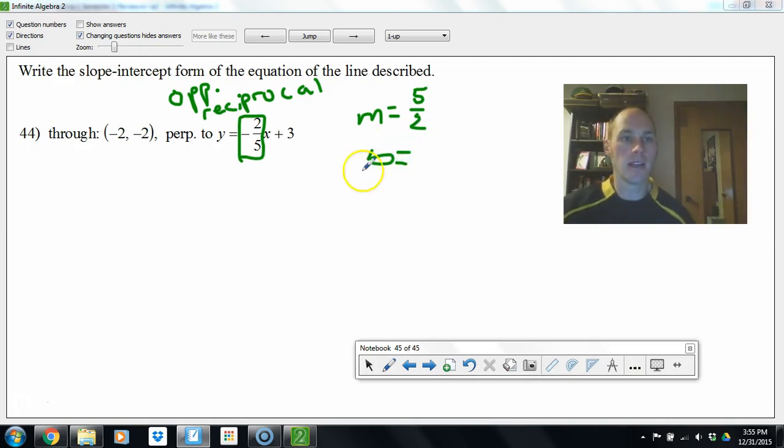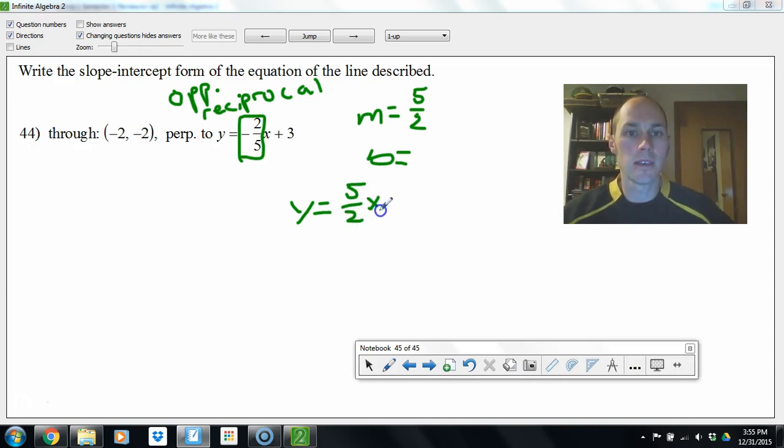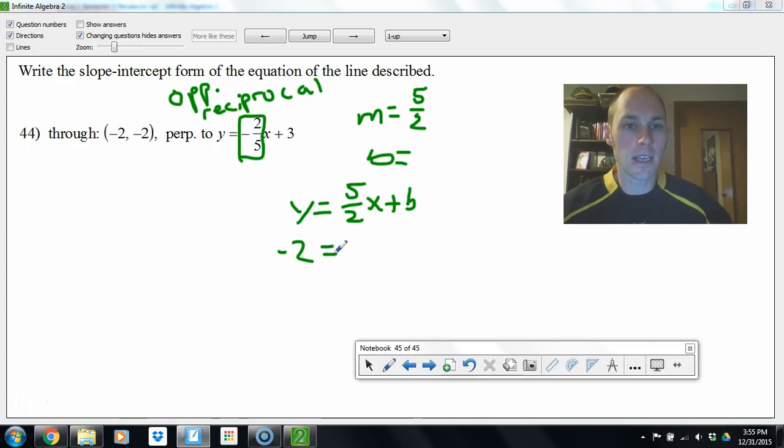It's not giving us an intercept, so I'll plug values in and go from there. So y equals 5/2 x plus b. And I'll plug in my x and my y. Y is -2. X is -2.